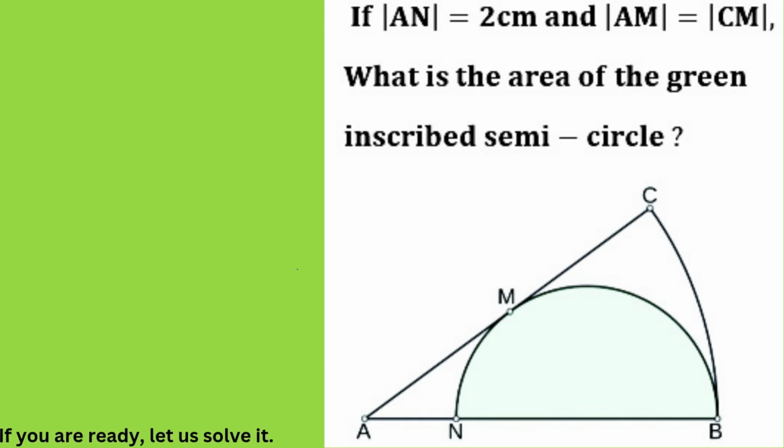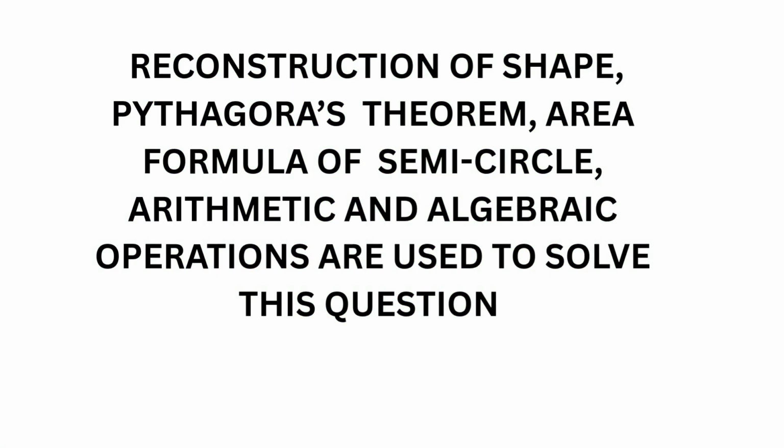If AN equals 2 cm and AM equals cm, what is the area of the green inscribed semicircle? Reconstruction of shape, Pythagoras' theorem, area formula of semicircle. Arithmetic and algebraic operations are used to solve this question.